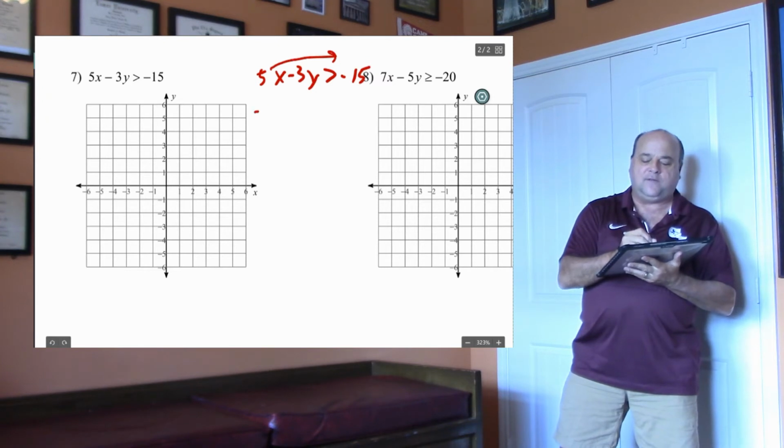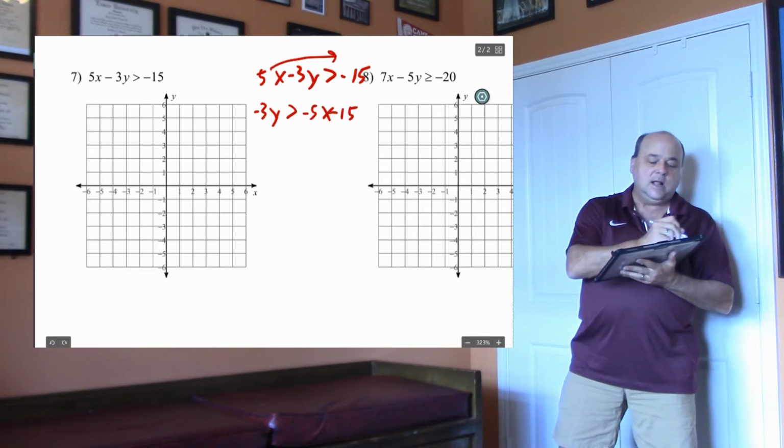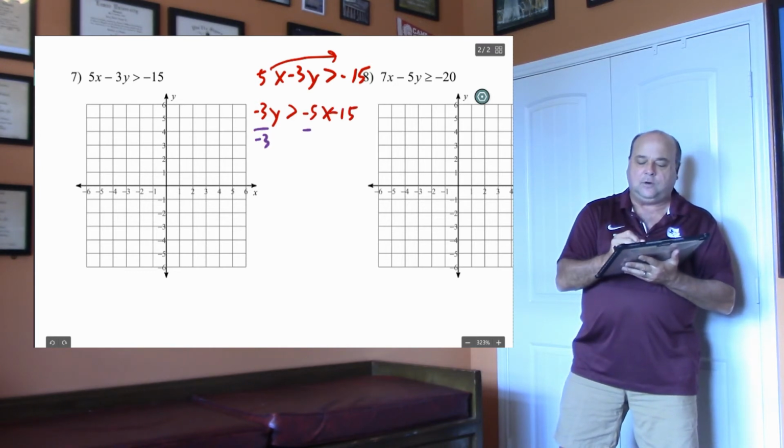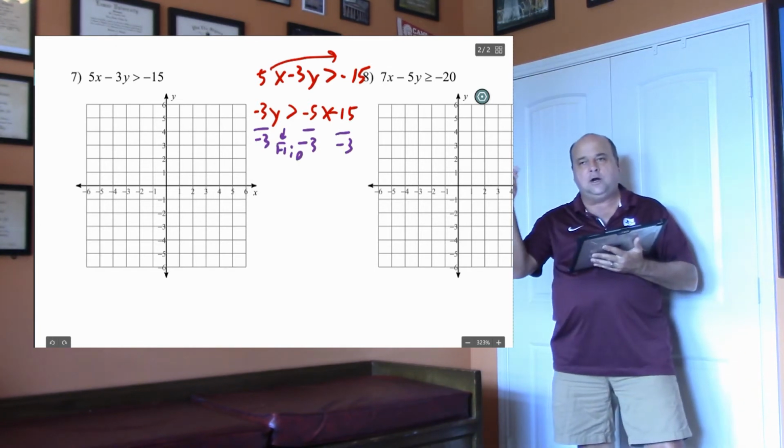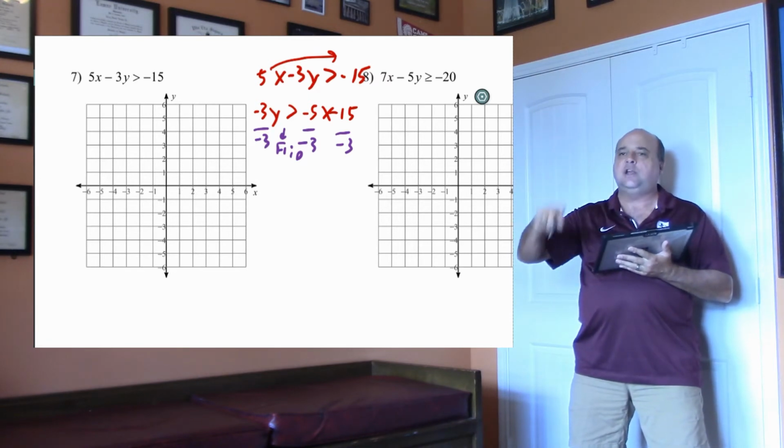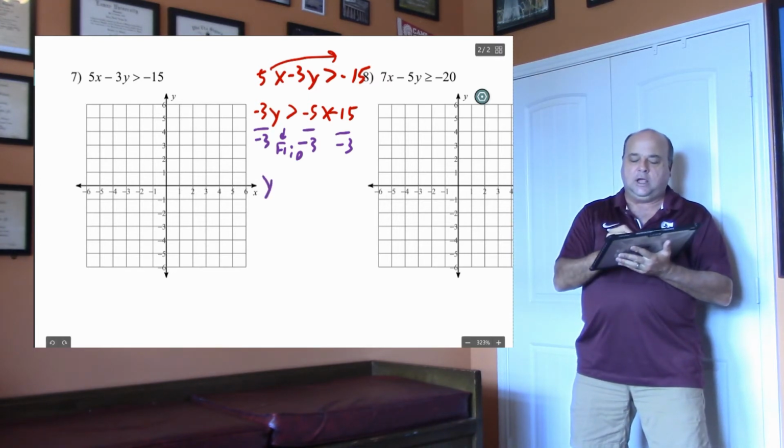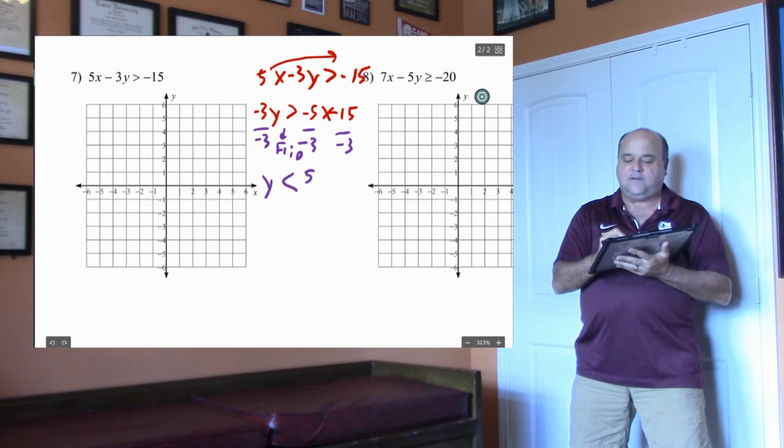So I'm going to move over the 5x, and this is going to be negative 5x minus 15. Then I need to divide by negative 3. And remember, if you divide by negative 3, you will flip, won't you? Anytime you multiply or divide by a negative on both sides of the inequality, you flip it. So we're going to get y less than 5 over 3x plus 5.